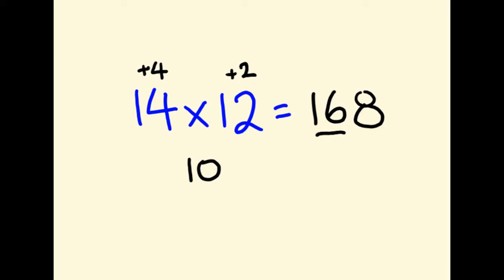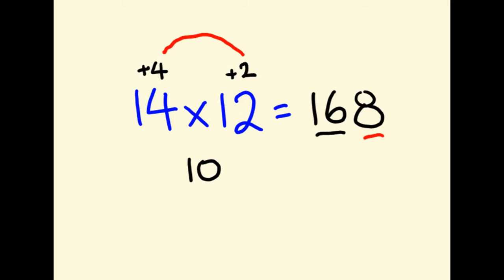The next thing we do is we multiply these two numbers together. Okay, this plus 4 and plus 2. Okay, and it's what do you get when you multiply plus 4 and plus 2? When you multiply 4 and 2, you get the number 8. So we get the answer of 168. Okay, you're pretty good with this. Okay, so we're going to explore this a little bit more.